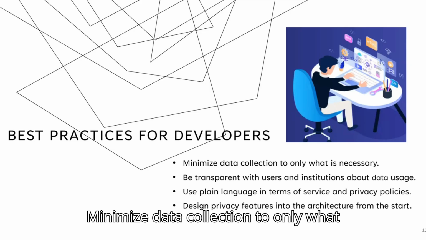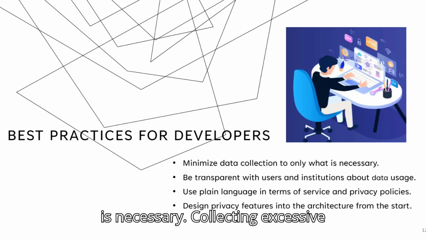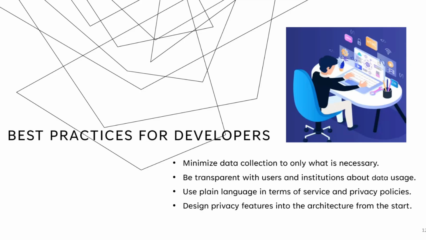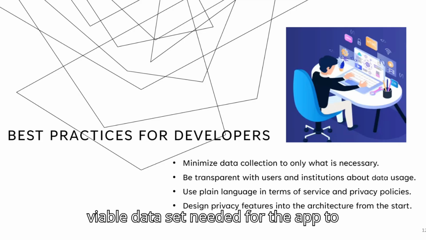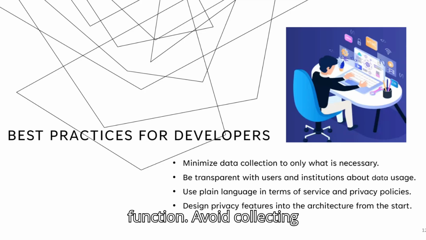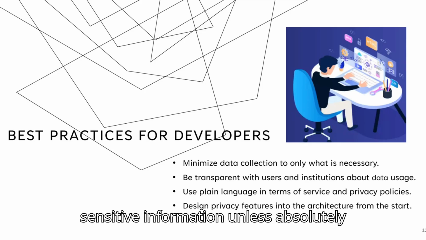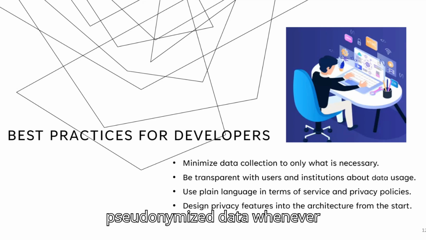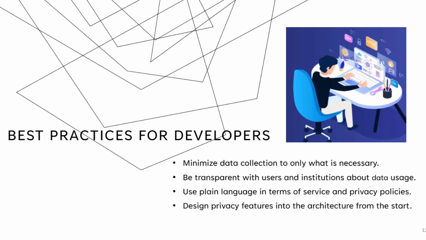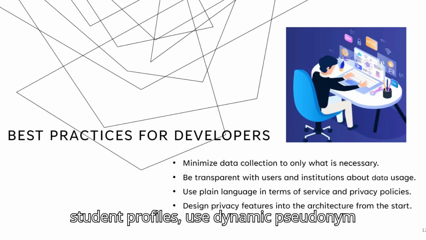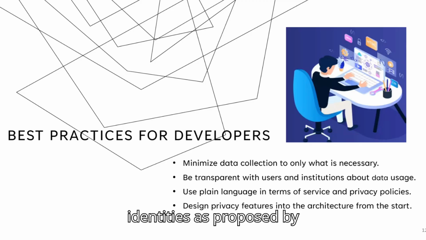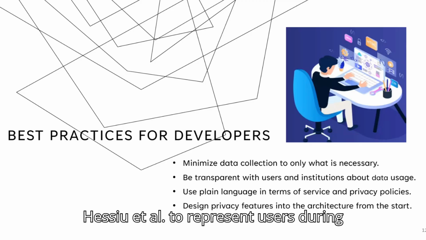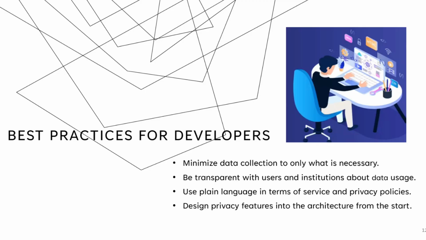Minimize data collection to only what is necessary. Collecting excessive data increases the risk of privacy breaches and regulatory violations. Developers should identify the minimum viable data set needed for the app to function. Avoid collecting sensitive information unless absolutely required. Use de-identified or pseudonymized data whenever possible to reduce exposure. For example, instead of storing full student profiles, use dynamic pseudonym identities, as proposed by Hsu et al., to represent users during sessions.